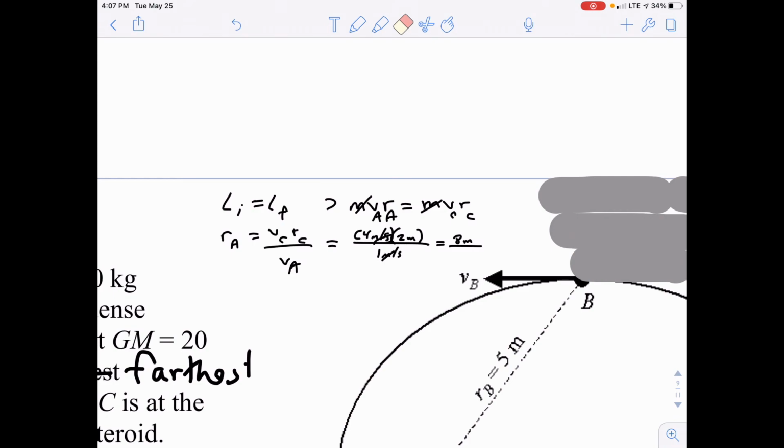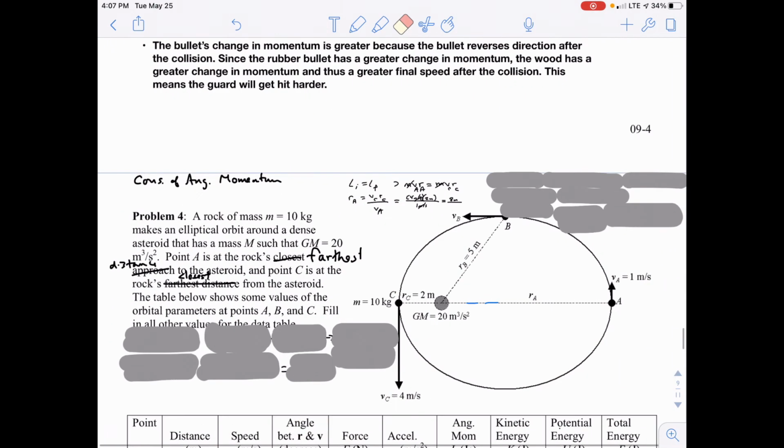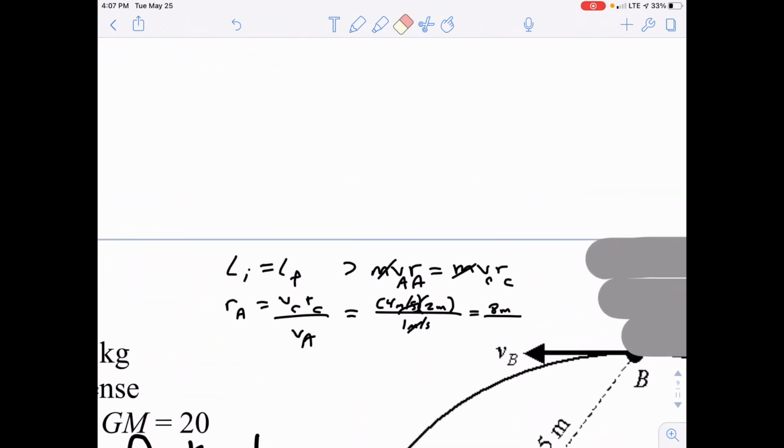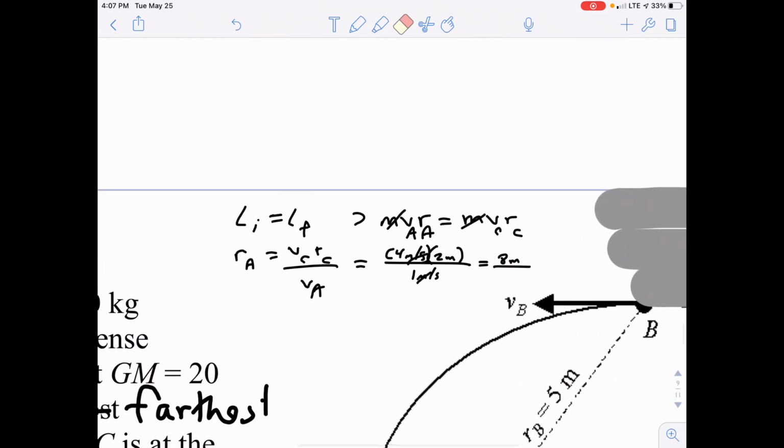And if I solve for RA, I can figure out what this distance is here, because I know this distance is 2 meters. So 4 meters per second is the velocity at C, times 2 meters at C, divided by 1 meter per second, the velocity at A, and we can see RA is 8 meters away.